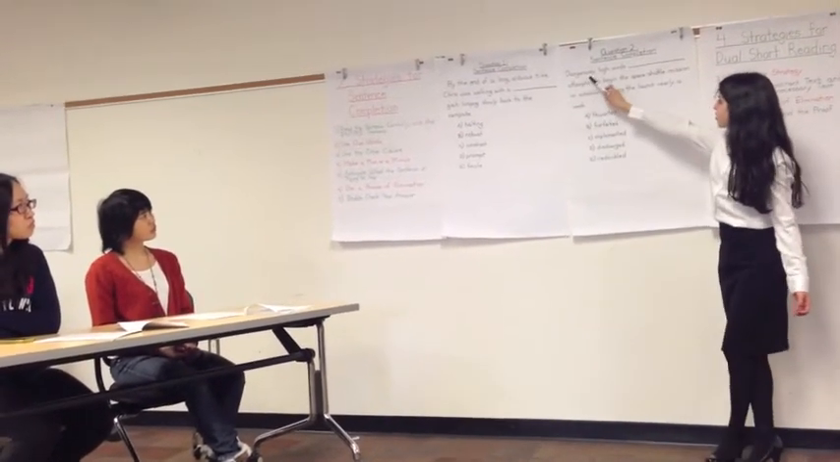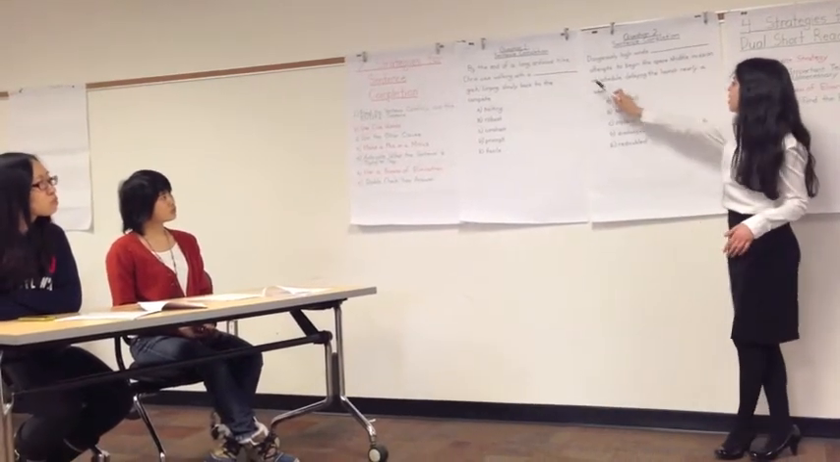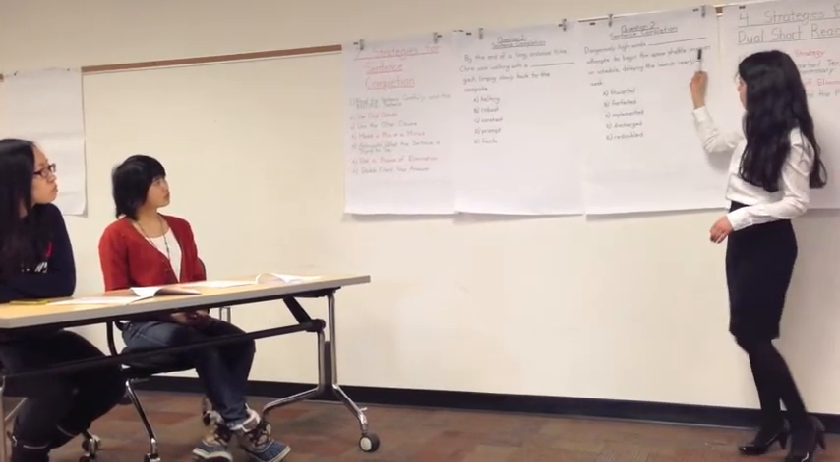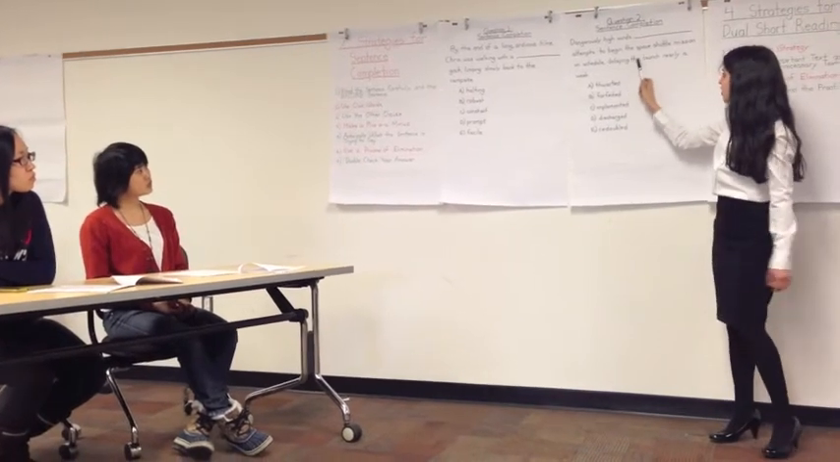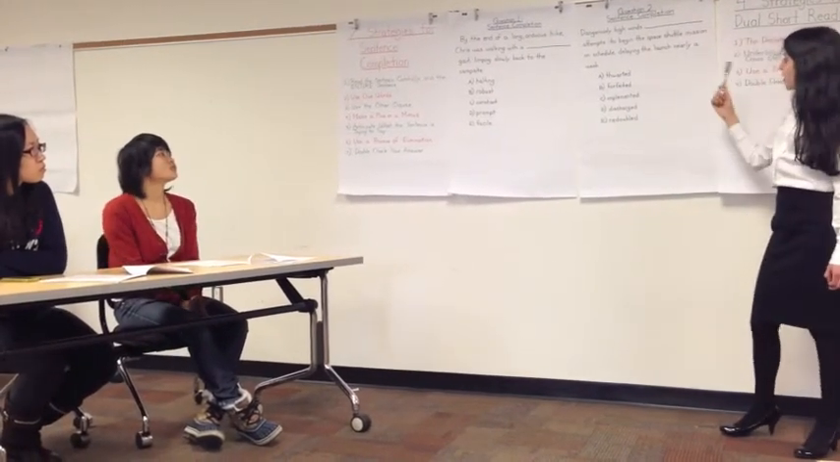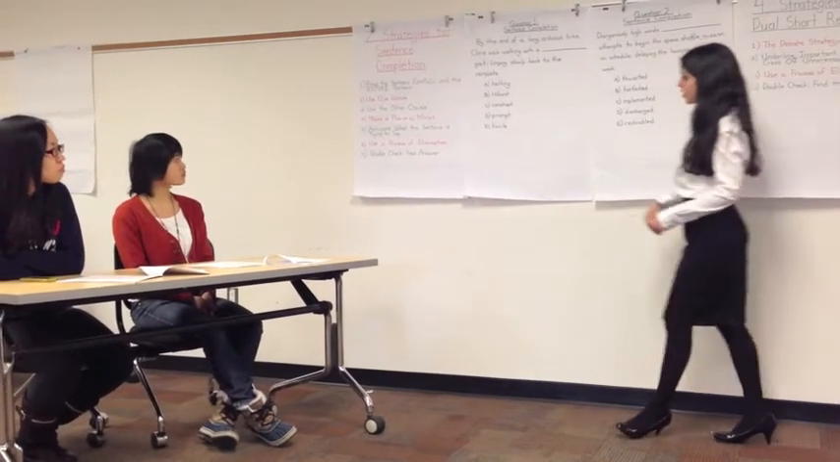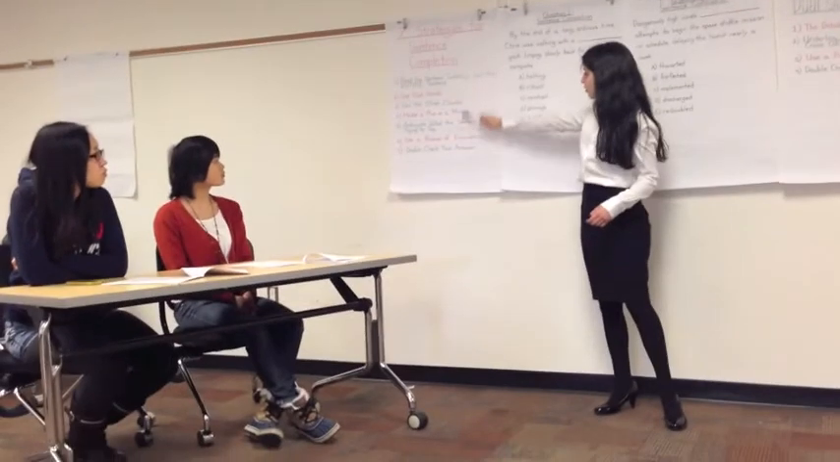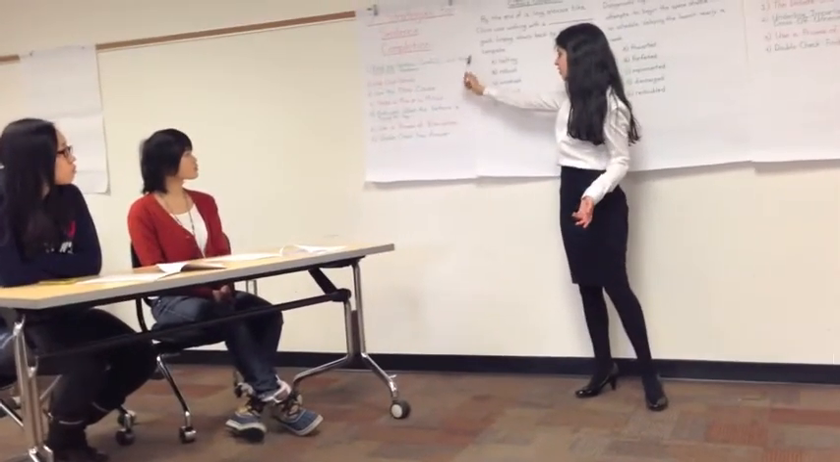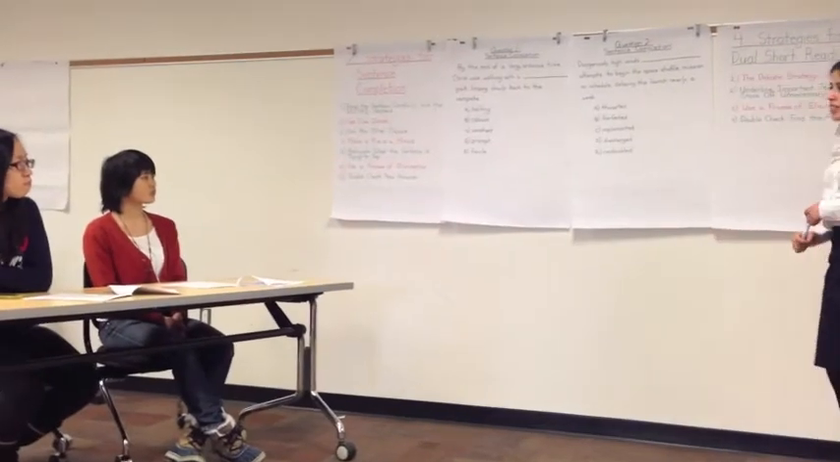Reading it again, dangerously high winds, thwarted, or prevented, or stopped, attempts to begin the space shuttle mission on schedule, delaying the launch nearly a week. So that one would work best in that circumstance, in my opinion. However, the other strategies might work for you as well, so you can pick and choose the ones that you need for the sentence completion section of the SAT.